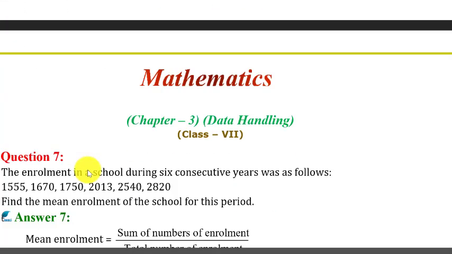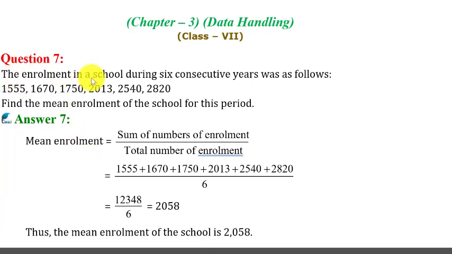Next we can move to question number 7. The enrollment in a school during 6 consecutive years was as follows: 1555, 1670, 1750, 2013, 2540, 2820. Find the mean enrollment of the school for this period.